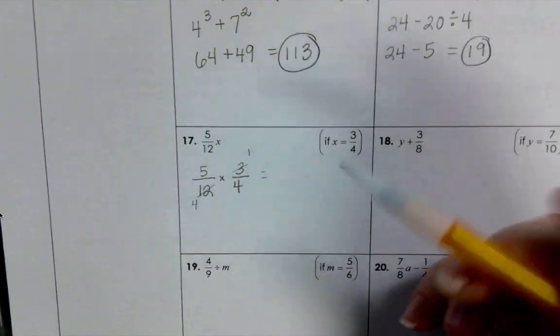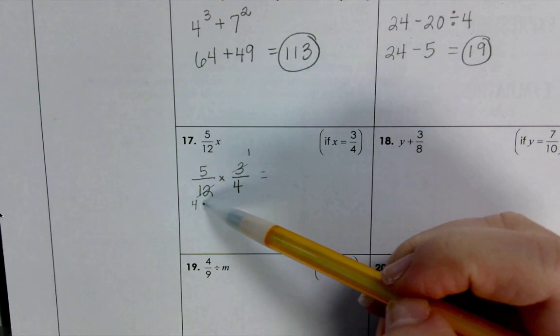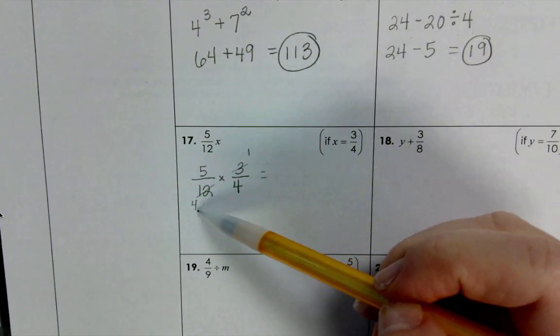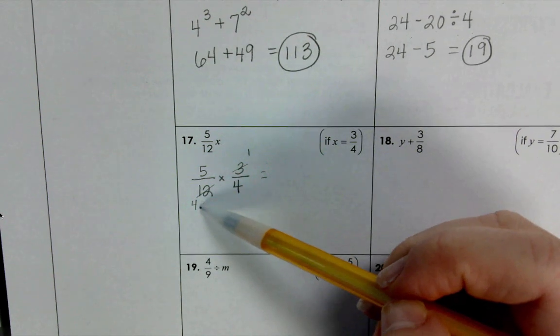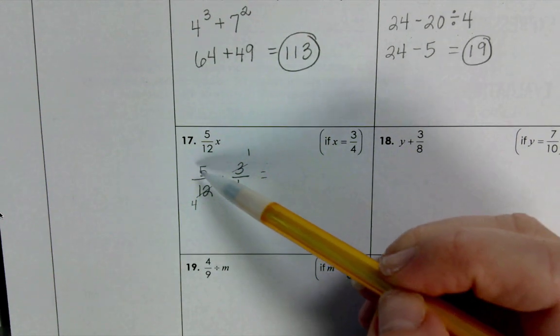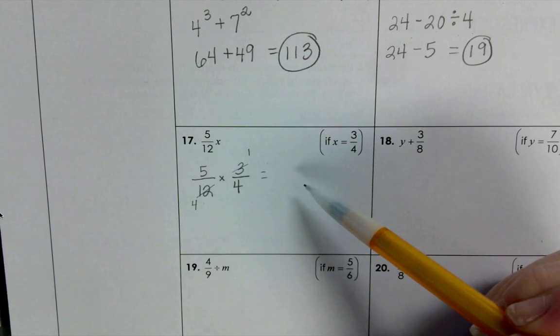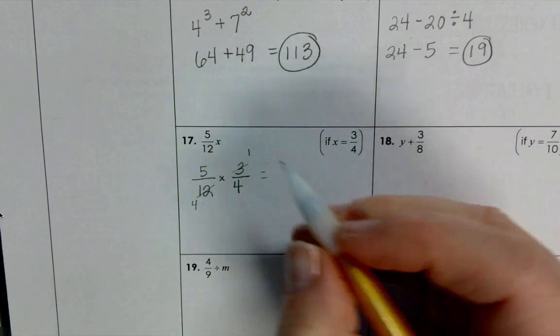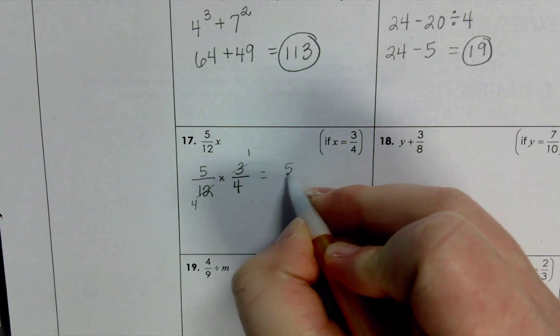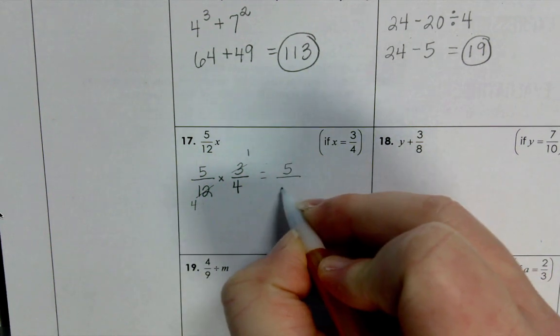But let me remind you, if you have simplified to where the greatest common factor is 1 across, when you multiply across, you should not have to simplify your fraction. So 5 times 1 is 5. 4 times 4 is 16.